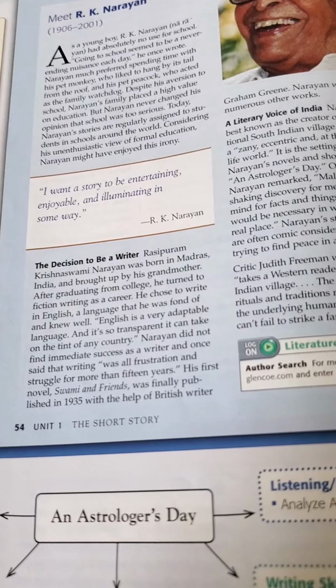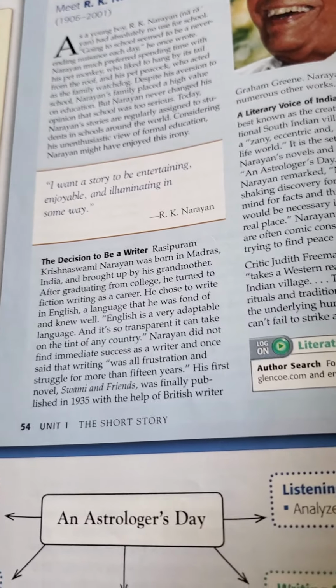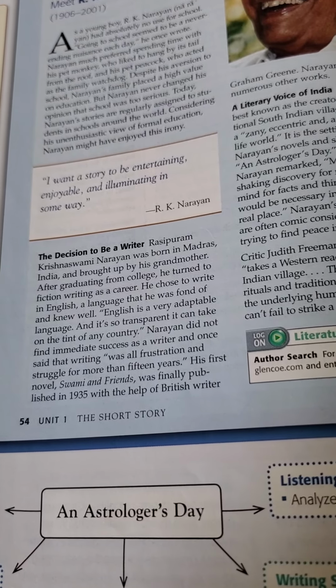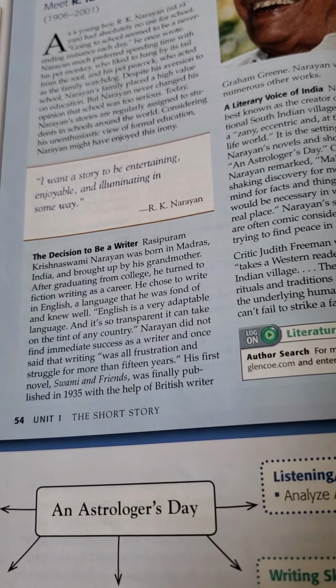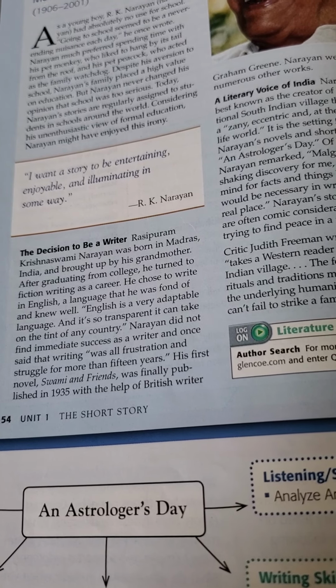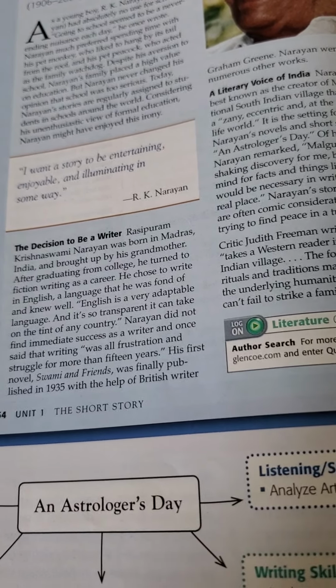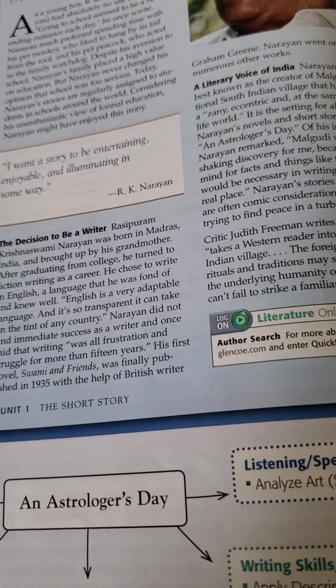The decision to be a writer. Rasipuram Krishnaswamy Narayan was born in Madras, India, and brought up by his grandmother. After graduating from college, he turned to fiction writing as a career. He chose to write in English, a language he was fond of and knew well. English was a very adaptable language, and it's so transparent it can take on a tint of any country.